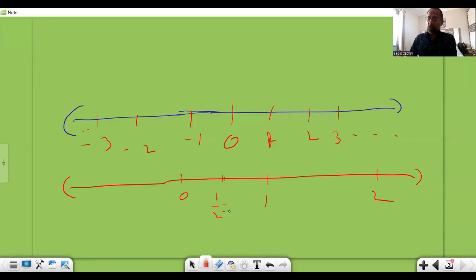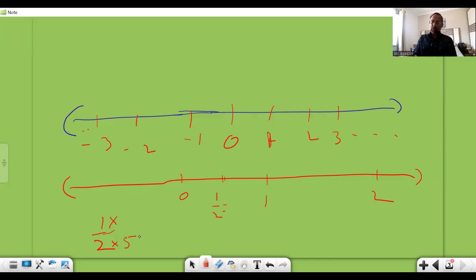0 is there, between 0 and 1, no integers are there. But many fractions. Correct or not? Many fractions. Half. Now I am telling half is a decimal. Dear children, half is a decimal because we have to make the denominator 10 or 100. I can make it 10.